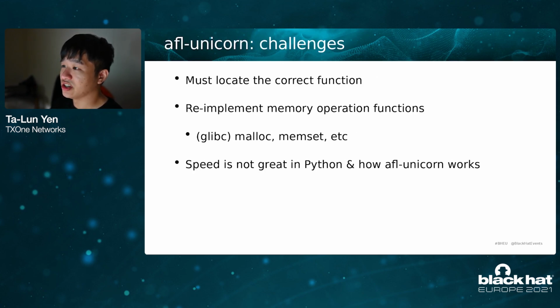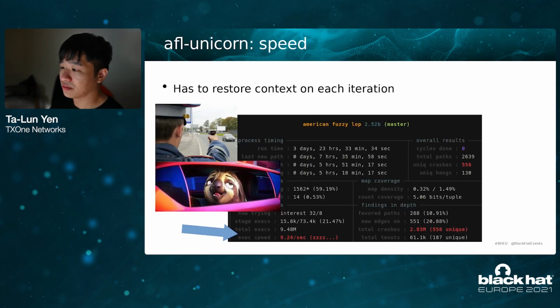However, there are some challenges. One is very obvious: you must locate the correct function. And you also have to re-implement some memory operation functions, because afl-unicorn doesn't load external libraries. That makes sense. So you maybe have to rewrite malloc and memset and implement them in Python. And because afl-unicorn supports Python, we use Python for our fuzzing harness, and the speed is not very great. It's also due to how afl-unicorn works. So here you can see it's running very slow.